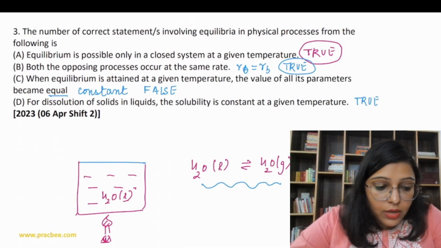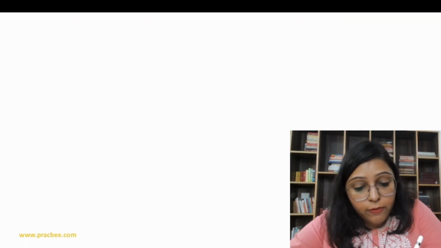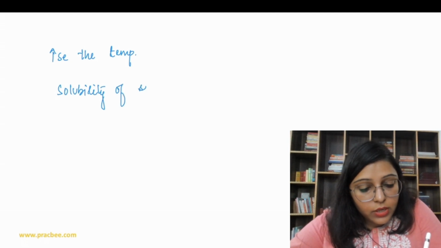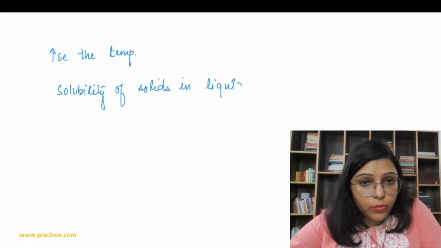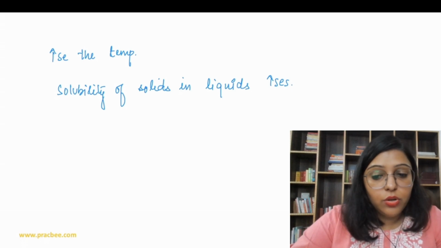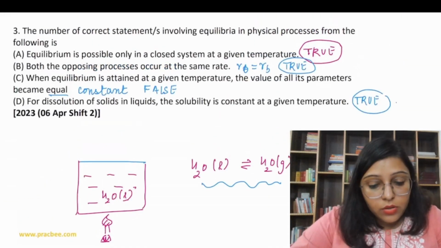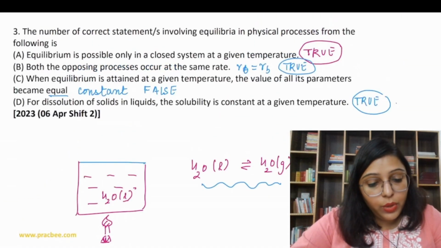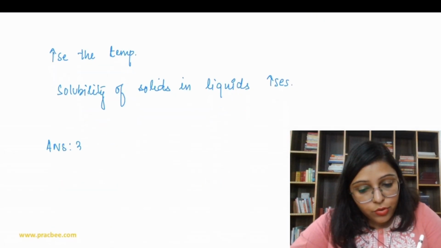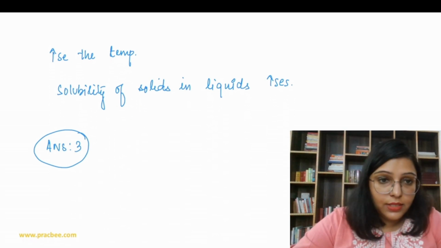True, right, at a constant temperature. Because if you increase the temperature, then the solubility of solids in liquids increases, right? But if the temperature is constant, then the solubility is going to be the same. So how many correct statements do we have in this question? The answer is going to be 3. So we have 3 correct statements.